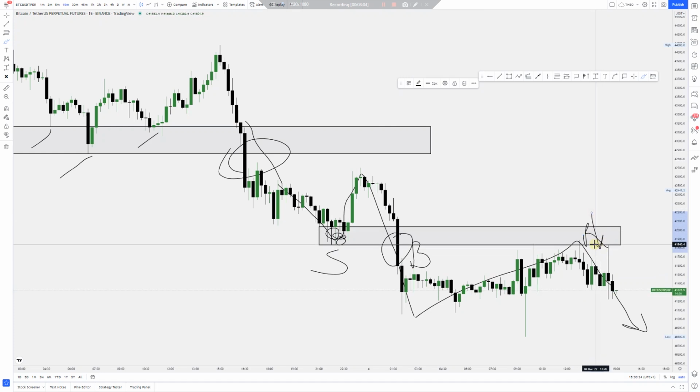Okay, so this is how you consider the validity of an S and R. And I hope you did learn a thing or two. Do put this into practice. Good luck and good trading.